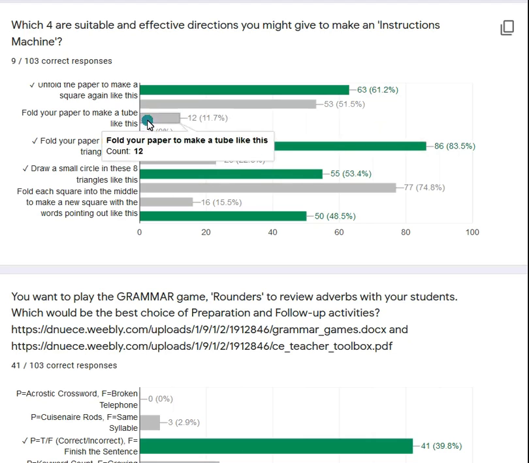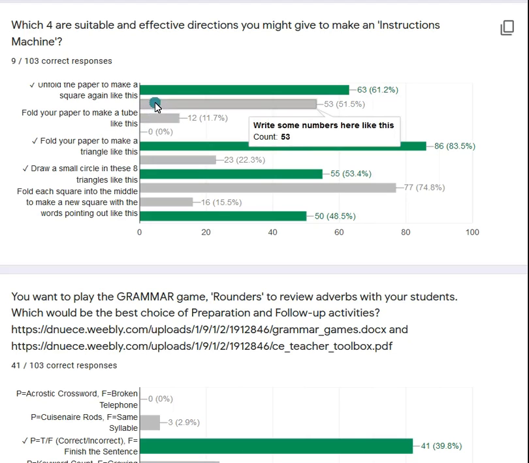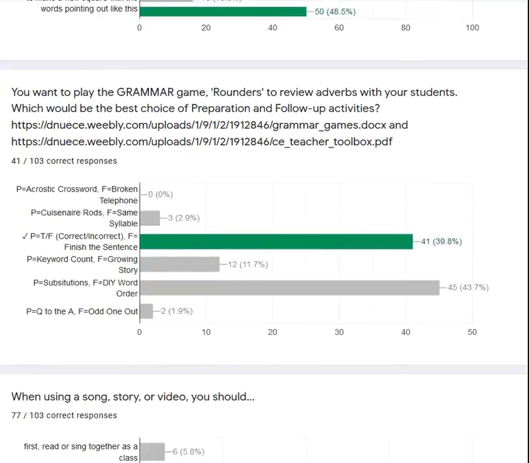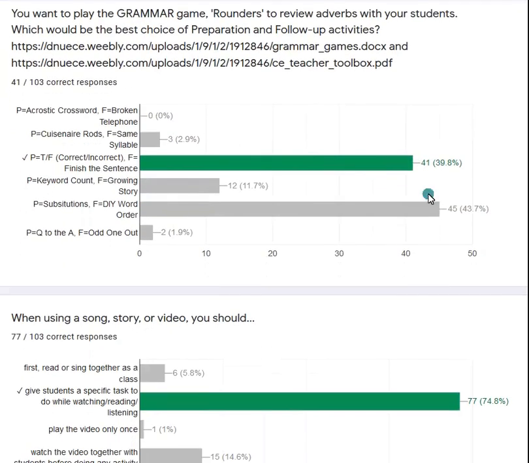Fold your paper to make a tube, but there's no tube in instructions machine. That would be the roll sentence. Write some numbers, too vague. You know, students could write any numbers. It's only numbers 1 to 8. Bit disappointed with some of your choices there. Now play a grammar game, Rounders. And again, this was on Weebly. There's the links. Most of you got this one.